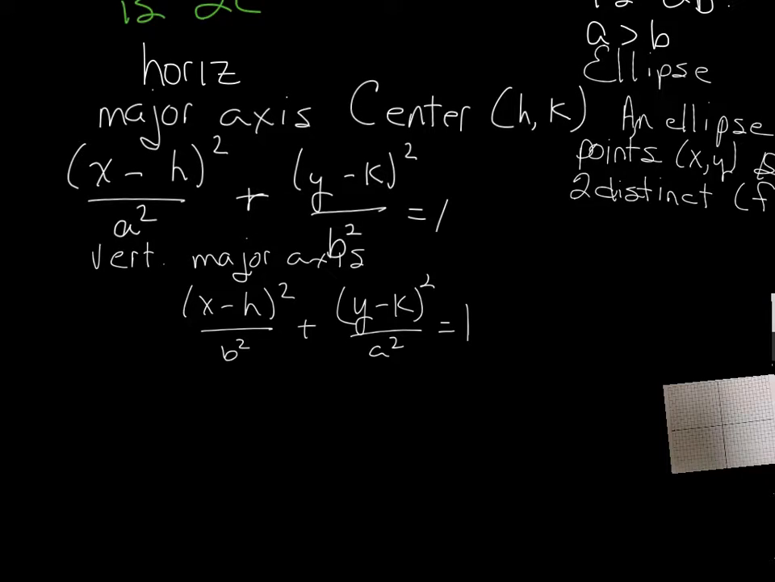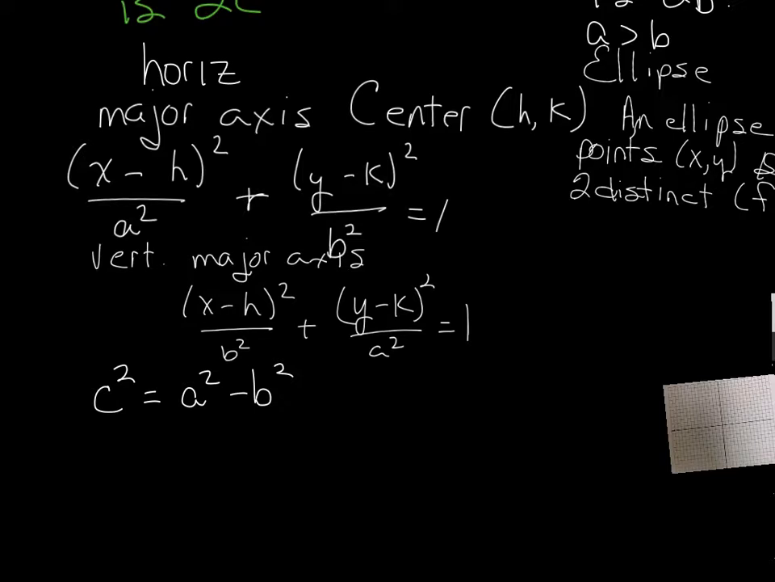Another way that we can find c squared is c squared equals a squared minus b squared. And of course, that depends on what kind of information we're given. There's just different information you could be given. But these are the two forms for the equation of an ellipse.